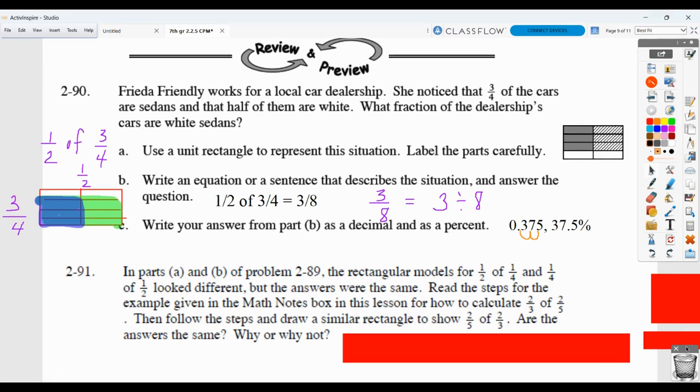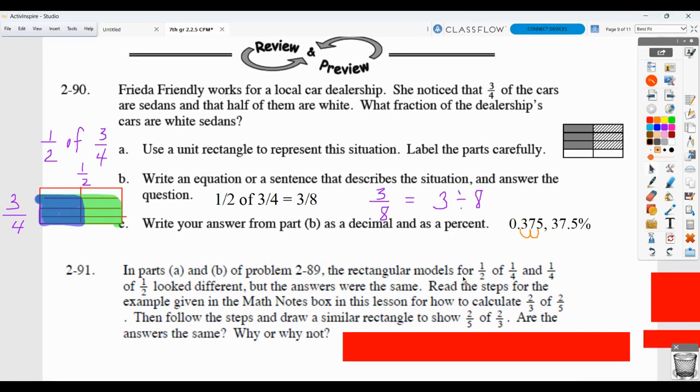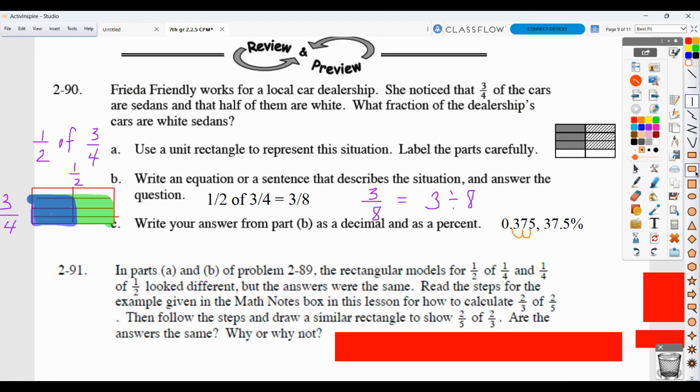For 291, they remind us that back in 289 from classwork, half of 1/4 and 1/4 of 1/2 look different, but the answers were the same. So now they want you to look at 2/3 of 2/5 and 2/5 of 2/3. So again, they should end up looking different, but giving you the same value.